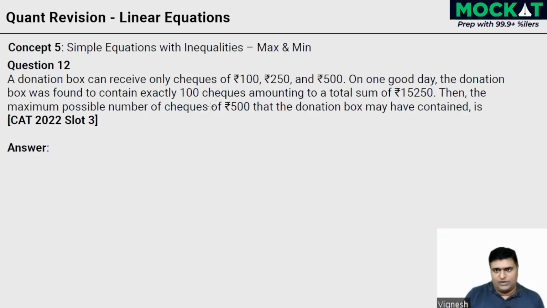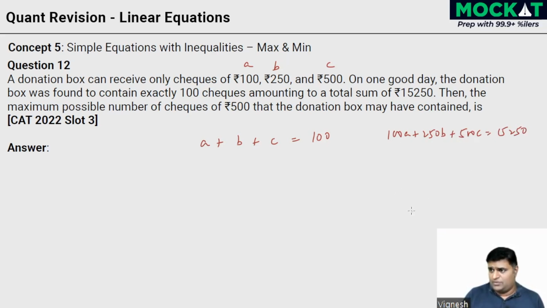So question 12, a donation box can receive only checks of 100 rupees, 250 rupees or 500 rupees on one good day. The donation box was found to contain exactly 100 checks, amounting to a total sum of 15,250. Okay. Let A be the number of checks for 100 rupees, B for 250 and C for 500. I have two equations over here. One is A plus B plus C, total number of checks is 100. Then I have one more equation over here which says 100A plus 250B plus 500C equals 15,250 rupees.